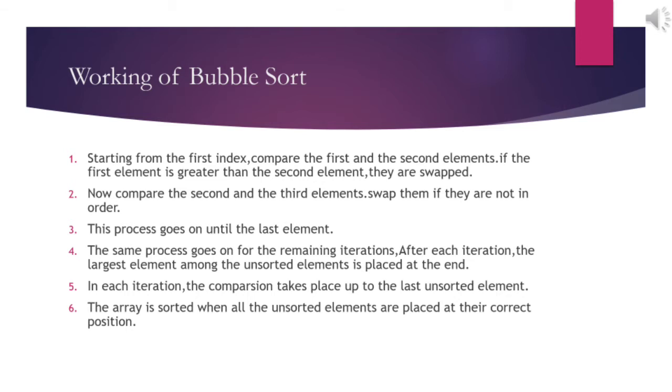The same iteration goes on for the remaining iterations. After each iteration, the largest element among the unsorted elements is placed at the end. In each iteration, the comparison takes place up to the last unsorted element. The array is sorted when all the unsorted elements are placed at their correct position. This is the working of bubble sort.